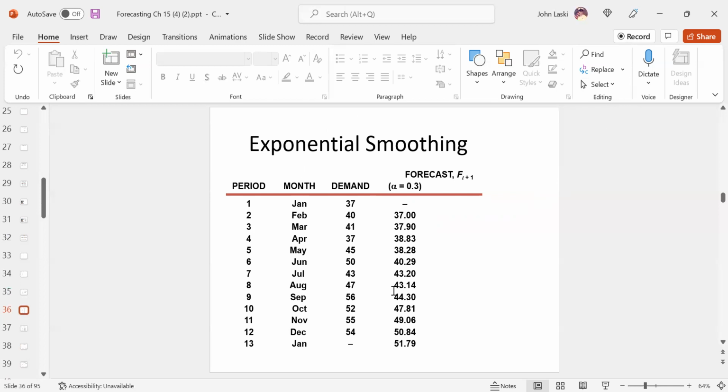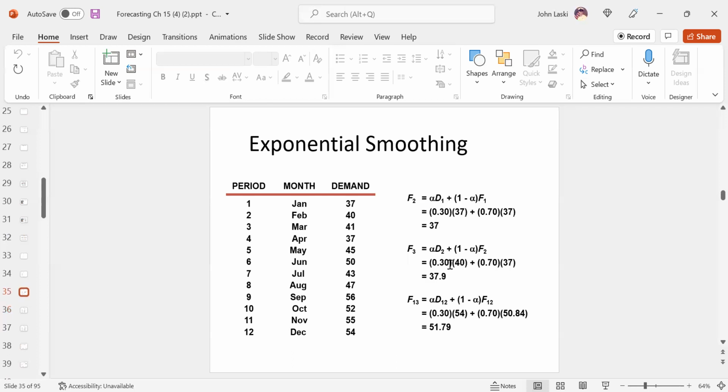Anyway, using an alpha of 30%, we get all of these forecasts all the way down. So an alpha of 30%. Now, stop and look for a minute. 30% of the demand means 70% of the forecast. So in terms of weighting, what's actually going on? Well, we're underweighting the demand and overweighting the forecast.